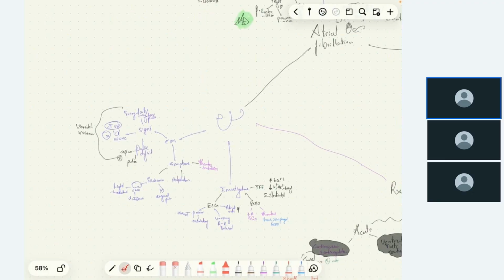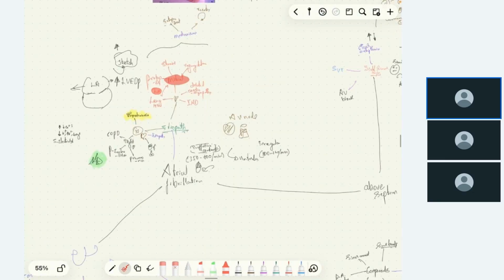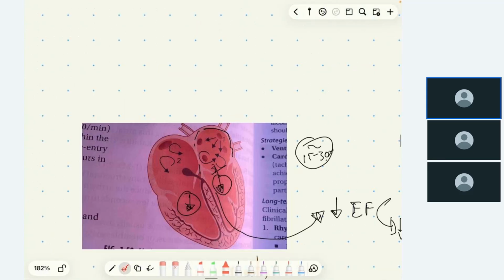And we have one of the dreaded complications of atrial fibrillation, that is thromboembolism. See, when the atria doesn't contract adequately, it leads to stasis of blood inside the left atria. By virtue of Virchow's triad, we know that stasis of blood will lead on to thrombus formation.